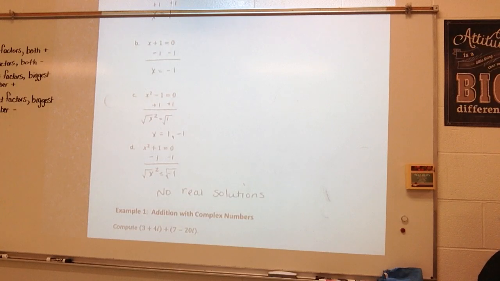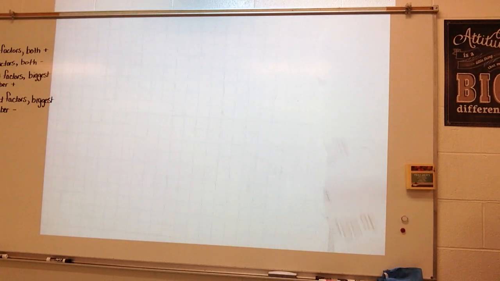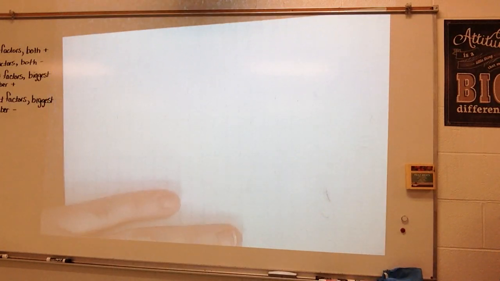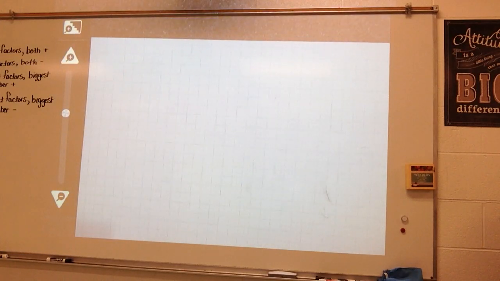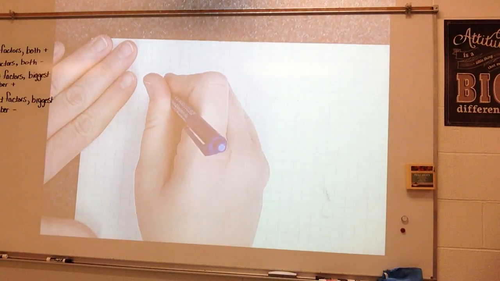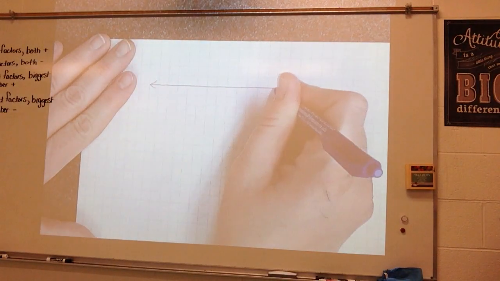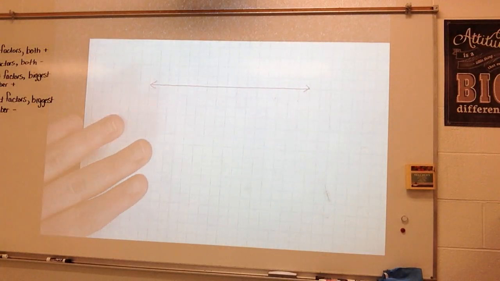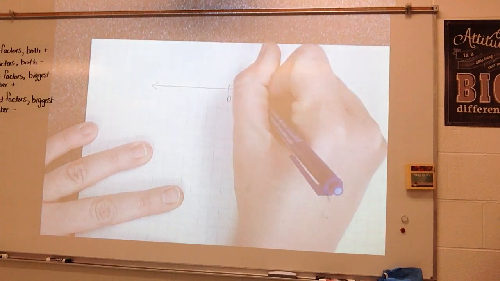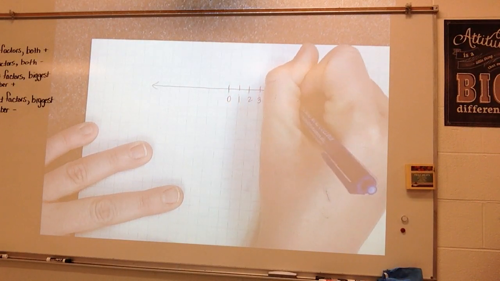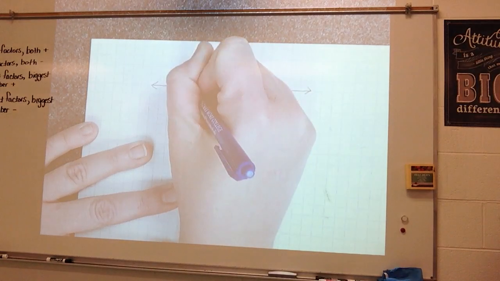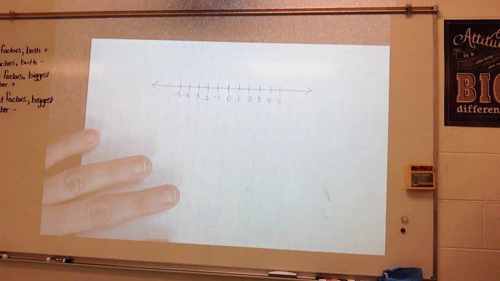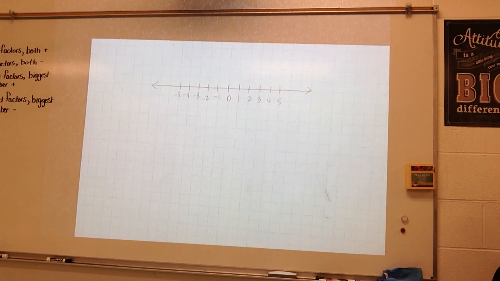Alright. So now, before we go on to the rest of the lesson, let's talk a little bit about a few things. I want to talk about what happens when I multiply by negative 1. Let's just look at a number line here. This is our standard number line. We've got 0, 1, 2, 3, 4, 5, and then negative 1, negative 2, negative 3, negative 4, negative 5. Okay, so let's talk about what happens when we multiply something by negative 1.